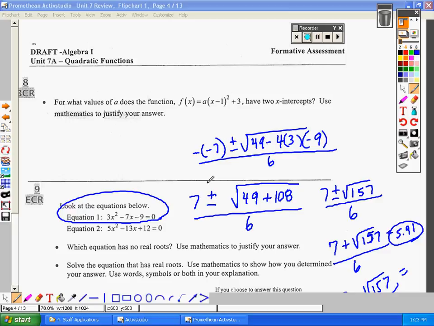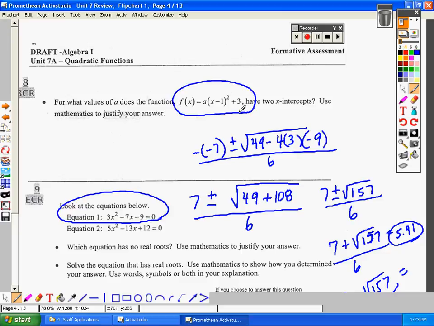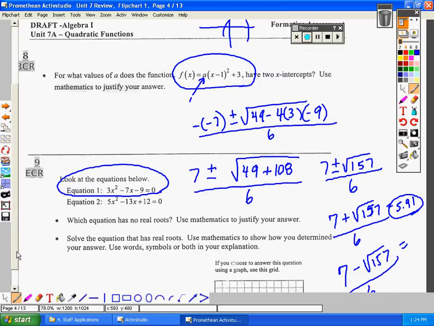First one, this is a question you had on one of your quizzes. Remember that you know this is in vertex form, so the vertex is at (1, 3), and it has to go down for there to be two x-intercepts, which means the answer would be A has to be a negative number. For number 9, we went over something like this in class.